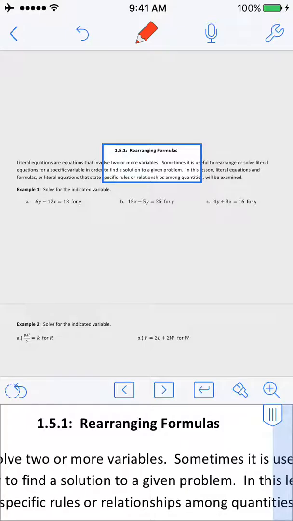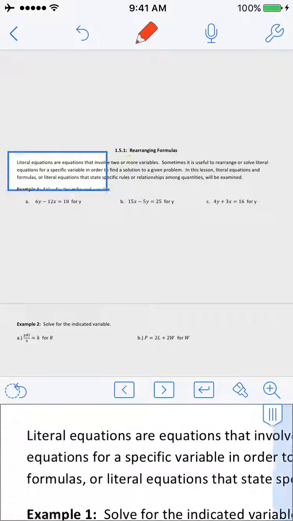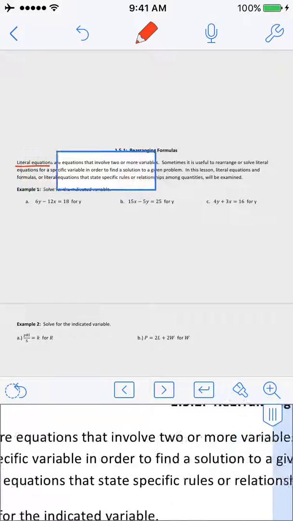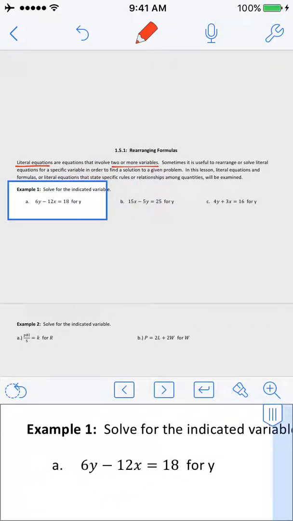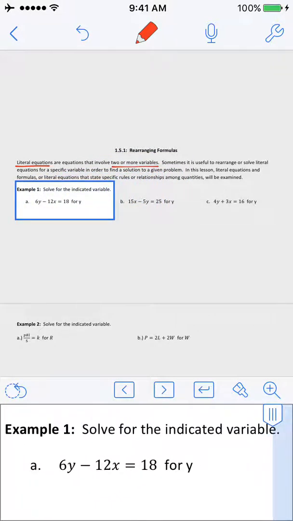Now, we've talked about this a little bit before in the last chapter. We talked about how a literal equation is just an equation that involves two or more variables, right? And when you have two or more variables, it's important to remember how to solve for a specific one. So that's just what we're doing here. If you have more than one variable, you can rearrange it so that you have a given variable on one side. So let's just jump on down to solving for the indicated variable.